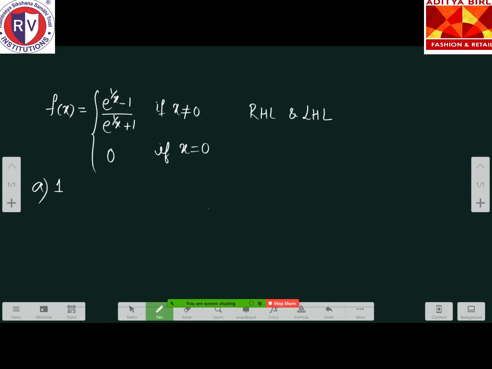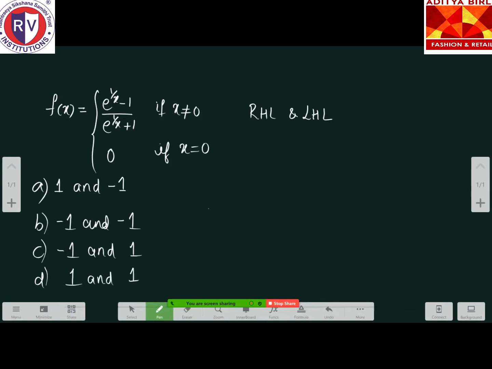Option A: RHL is 1 and LHL is minus 1. Option B: RHL and LHL both are minus 1. Option C is RHL is minus 1 and LHL is 1. And option D, both RHL and LHL are 1.